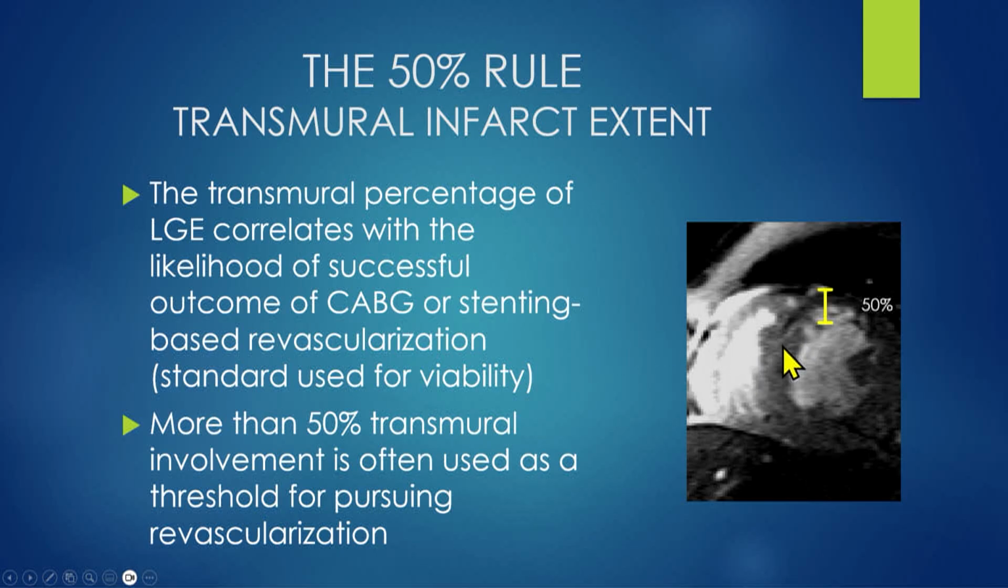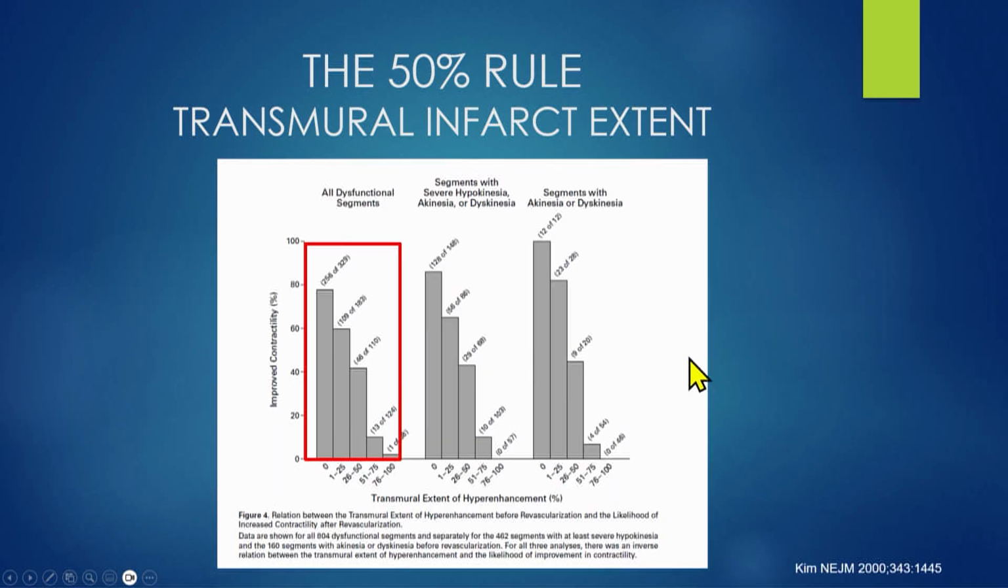So if you look at this particular example, it's about 50%. So it would be on the borderline, right? Transmural here, the gadolinium enhancement is about 50%. And this is the article just showing the likelihood of revascularization success: when you get into these higher ranges of transmurality, it drops into the low percentage figures, less than 20%. Whereas if you have relatively little transmurality and dysfunctional segments, you do better.